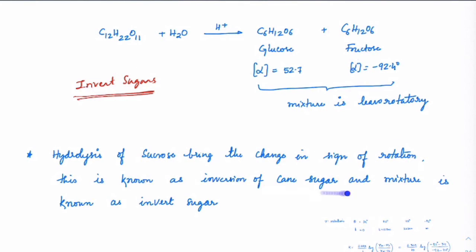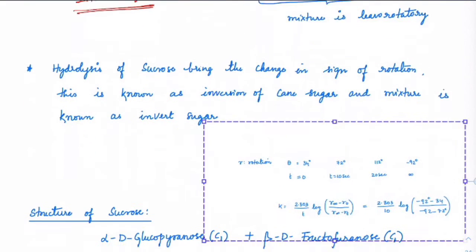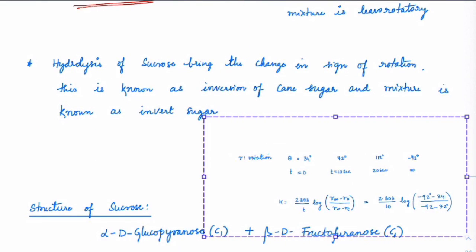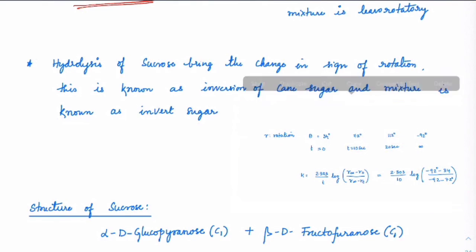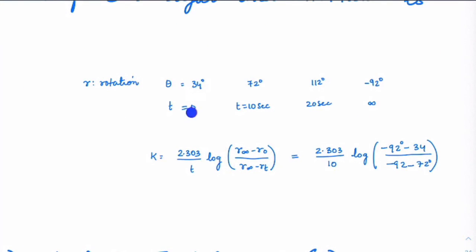This is called the inversion of cane sugar. Correct. And invert sugar questions would be given in kinetics, if you recall. In kinetics you may have used this type of problem where rotation is given, right? Theta rotation is given at different times, correct? And we have to calculate the time taken or the rate constant.